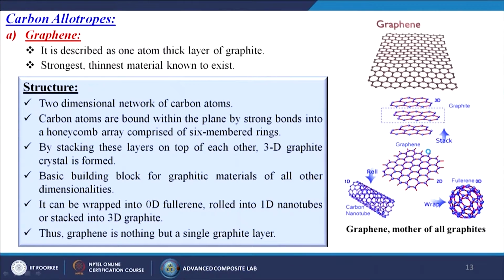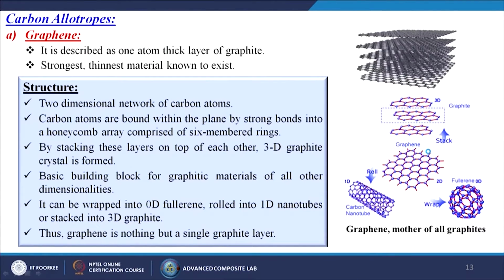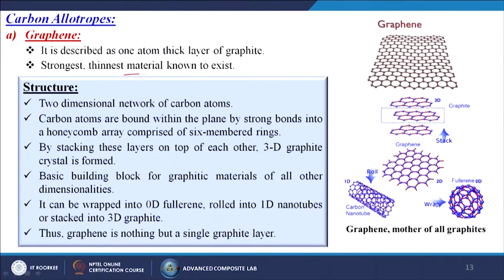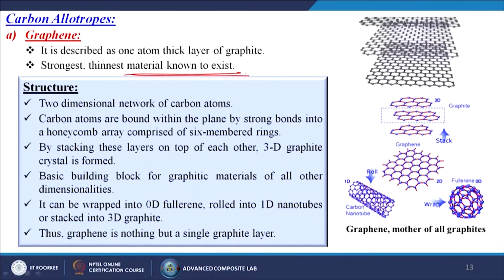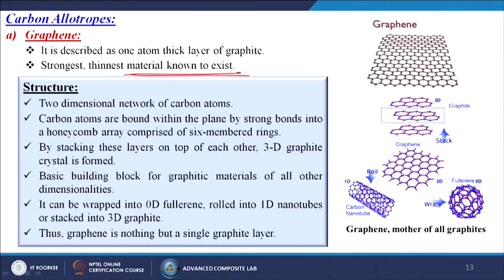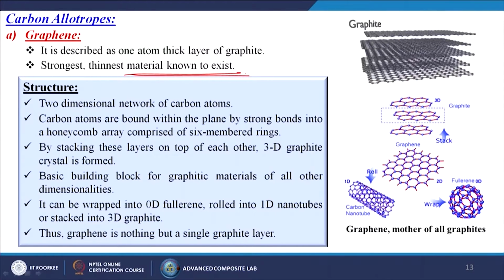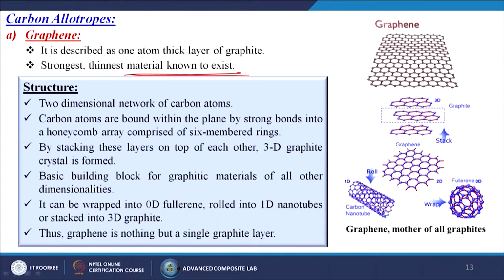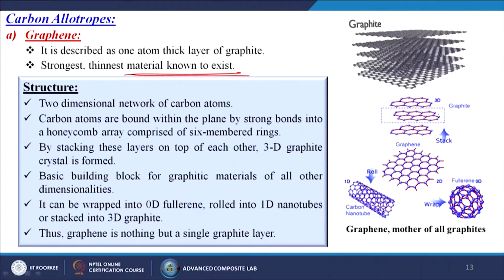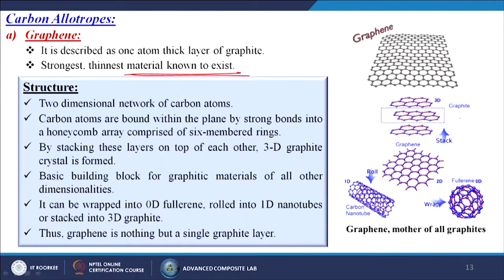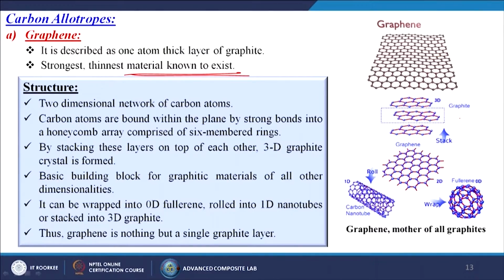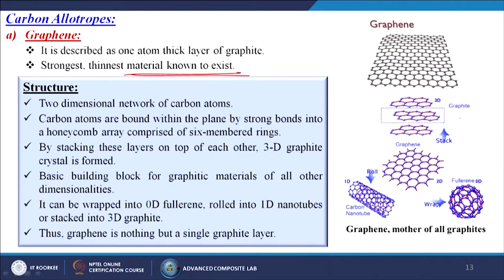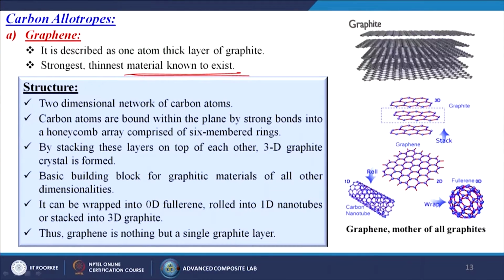First, we are going to discuss graphene. What is graphene? It is described as a one atom thick layer of graphite, the strongest, thinnest material known to exist after diamond. Its structure is a two dimensional network of carbon atoms. Carbon atoms are bound within the plane by strong bonds into a honeycomb array comprised of 6 membered rings. By stacking these layers on top of each other, a 3D graphite crystal is formed, the basic building block for graphitic materials of all other dimensionalities.